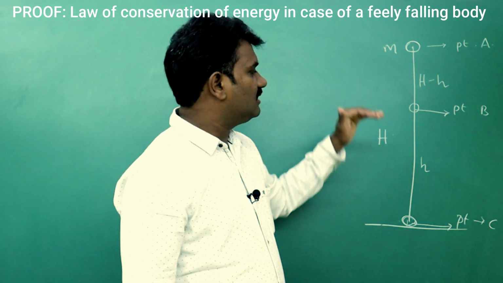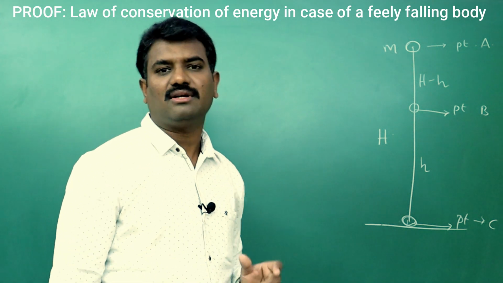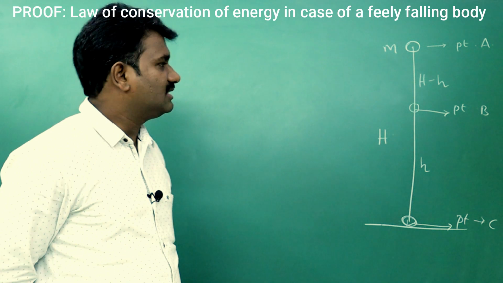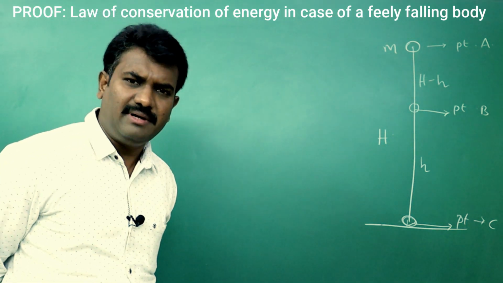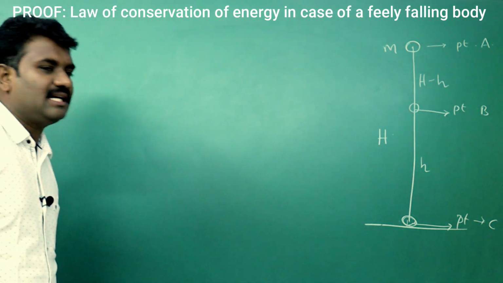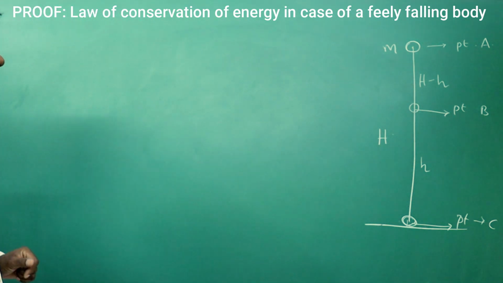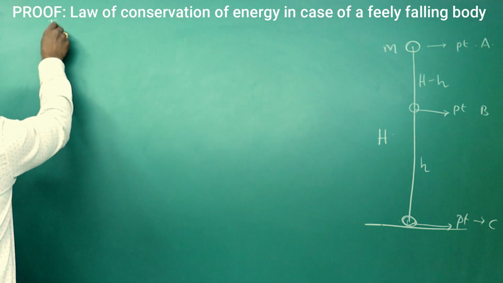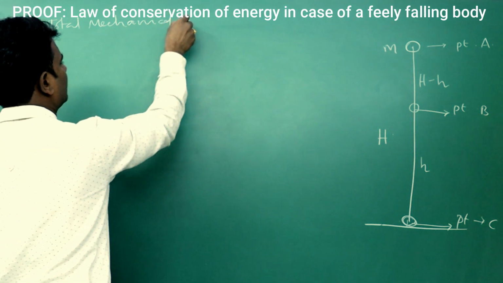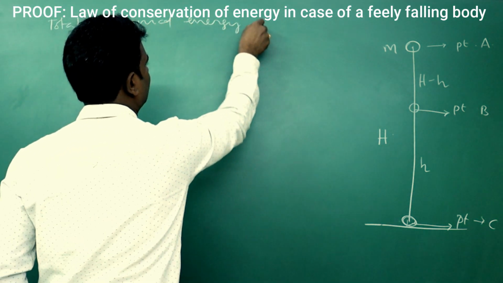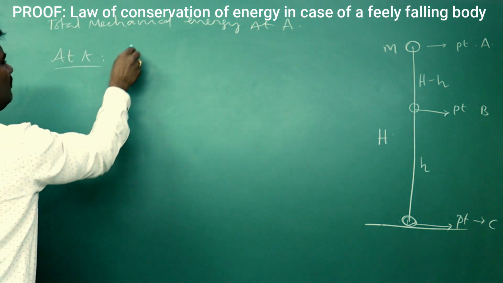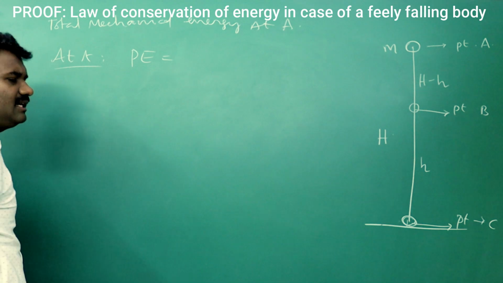In these three cases we have to study the total mechanical energy, and let us see what happens to the total mechanical energy at point A, at point B, and at point C. Okay, come on. Now first let us study the total mechanical energy at point A. Total mechanical energy at A. At A we have potential energy and kinetic energy.